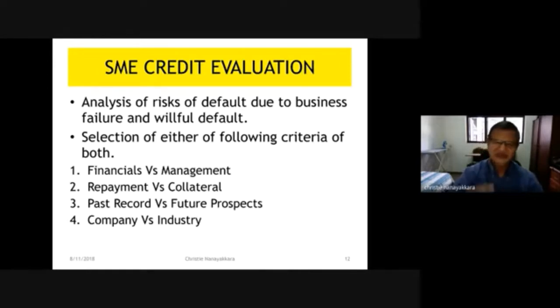So to evaluate a customer of an SME, you need to have very close personal touch. Meet him on a regular basis in his business premises. See how he does things. For instance, I'll take an example. You go to, say, a retail shop. Looking around, you can see it's a well-stocked business.